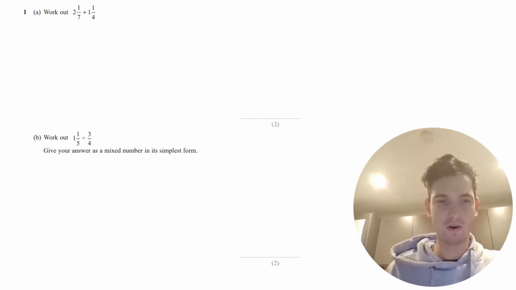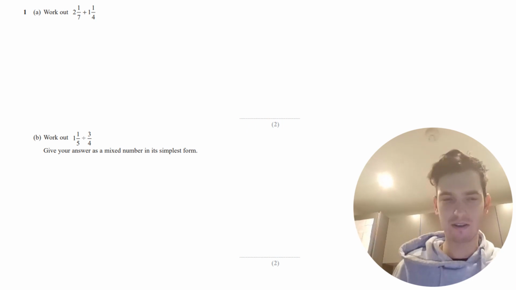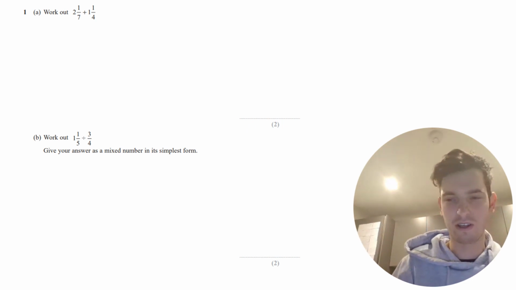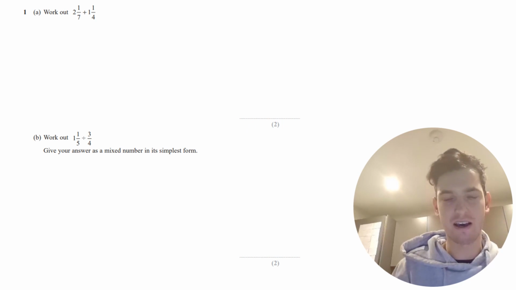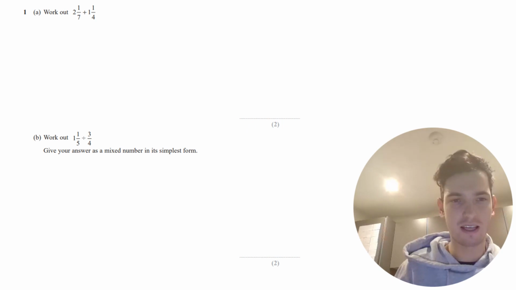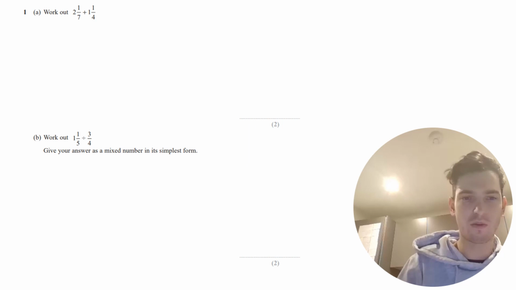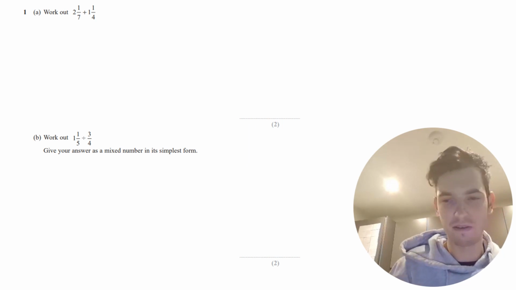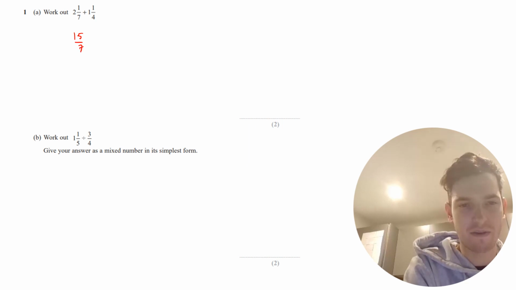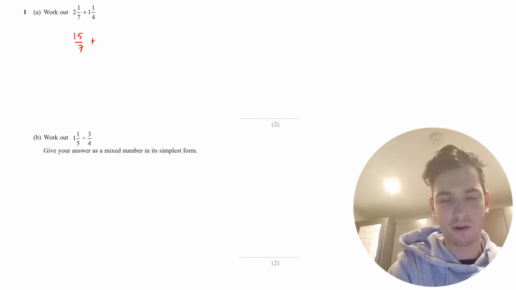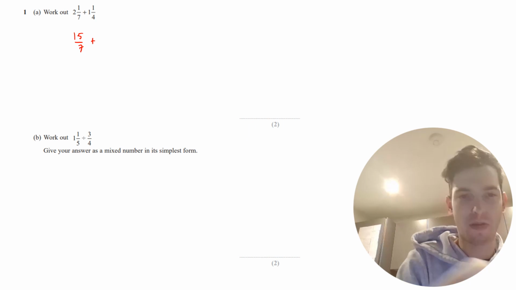Okay, question 1, we've got a fraction question. Work out 2 1/7 plus 1 1/4. It doesn't say give your answer as a mixed or improper fraction, so that means that either is fine. So first thing I need to do is convert these to improper fractions. So 2 1/7, I do 2 times 7, which is 14, add the 1, which is 15, so 15 over 7. I do the same thing for 1 1/4. 1 times 4 is 4, add the 1 is 5.